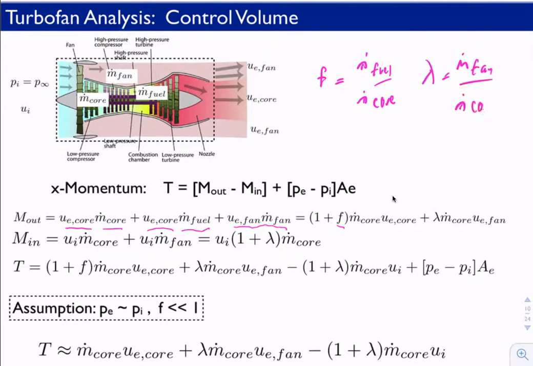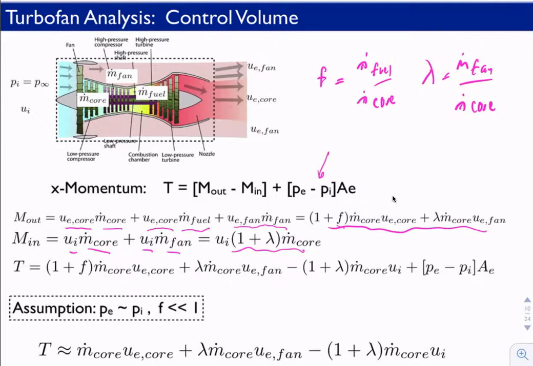That's our bypass ratio. Using that definition, we can simplify the exit portion of the momentum with this expression here. The inlet portion, we have the velocity at the inlet times the mass flux passing through the core plus the mass flux passing through the fan, and we can rewrite this expression using the bypass ratio lambda to simplify that as well. So thrust, again, is this change in momentum plus the pressure contribution, exactly as we had before.